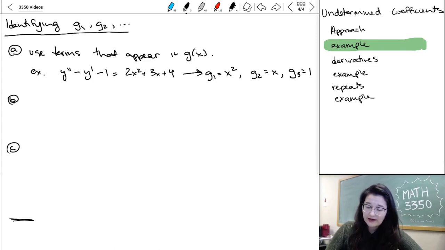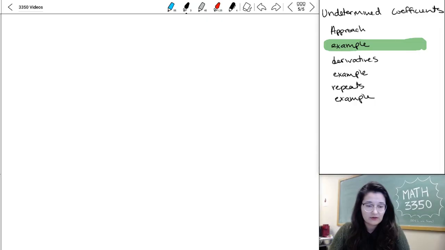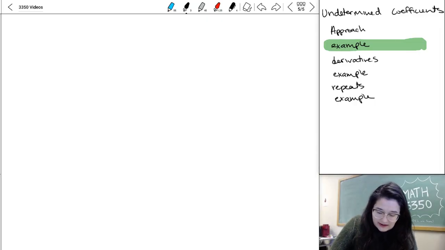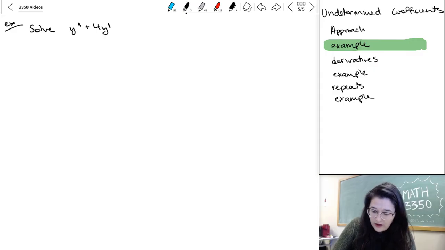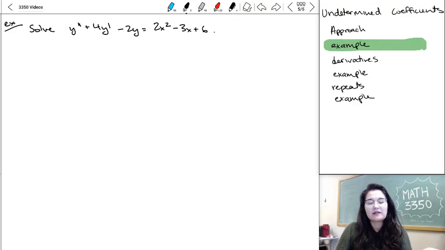Next up, we're working on an example that uses our option A for how we pick G1, G2. And so that example is going to be that we want to solve the differential equation y double prime plus 4y prime minus 2y is equal to 2x squared minus 3x plus 6.